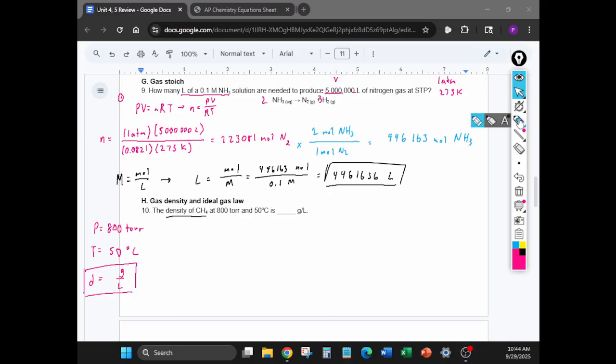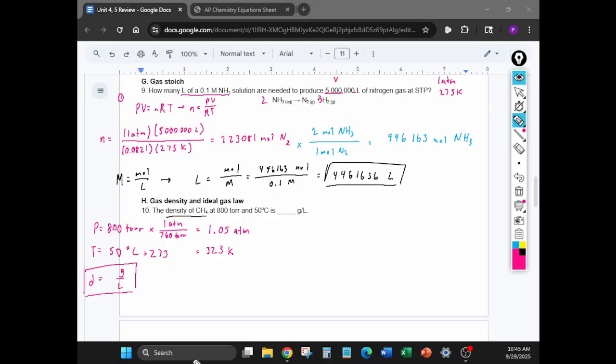All right, guys. So for pressure, you're going to convert this into ATM. So you're going to divide by 760 because that is the conversion to ATM. That should give you about 1.05 ATM for your pressure. And then for the temperature to Kelvin, you just need to add 273. That should give you 323 Kelvin. Any questions on the conversions?